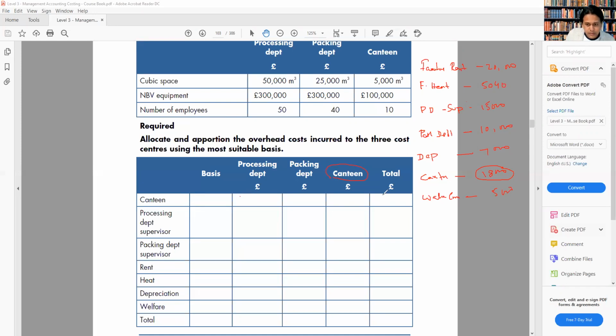So 18,000, we can say 18,000 total, and it will go to the canteen. We don't have to say anything for the basis because we are not using any apportionment.